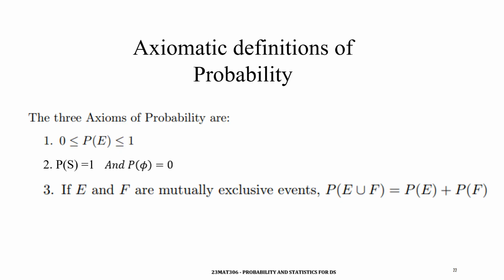Rule number 3, probability of mutually exclusive events are additive. That is, if E and F are mutually exclusive events, then the probability of E union F is equal to probability of E plus probability of F. These are the foundations of probability theory.